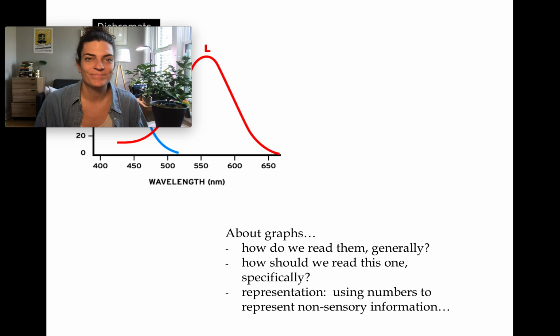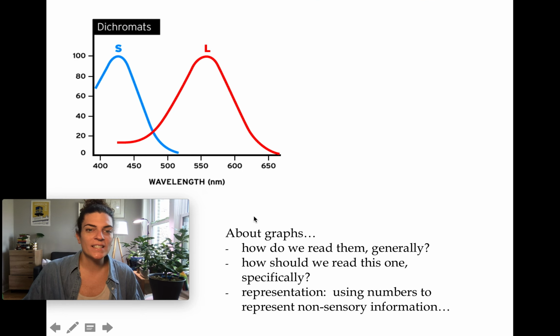For discussion. So before we get to the age of the Earth stuff, I just want to talk about graphs and how we use graphs to represent complicated data in a way that we can understand, although some people still find graphs to be very complicated, so I want to touch on that. So how do we read them generally? How do we read graphs?